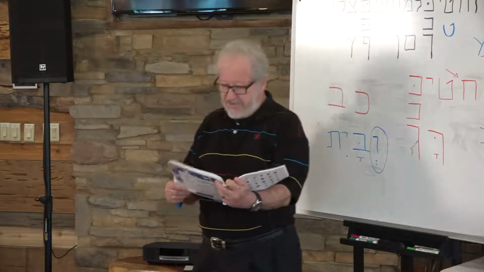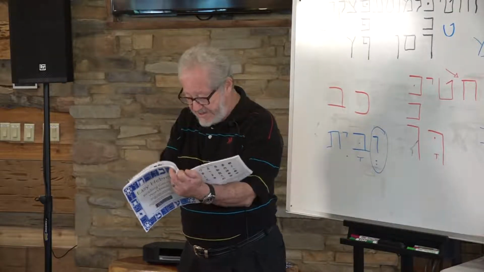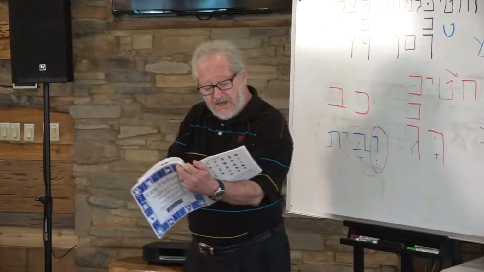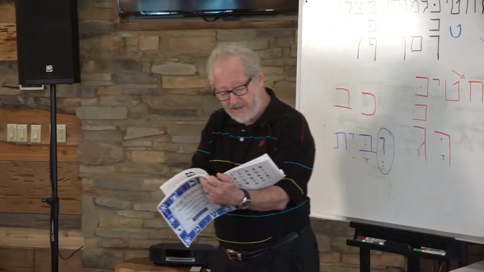Okay? So there we are for the yud and the kaf. On page 26, we have the kaf. You spell it with a kaf and a fei sofit, no dot in the fei.